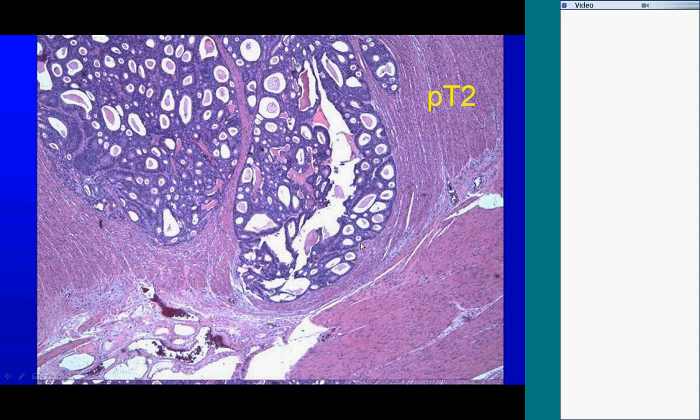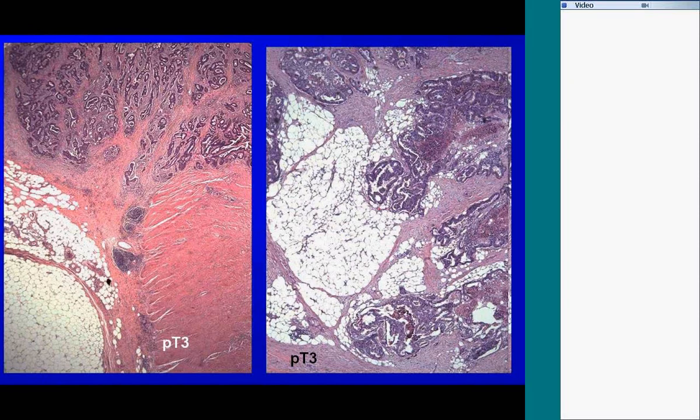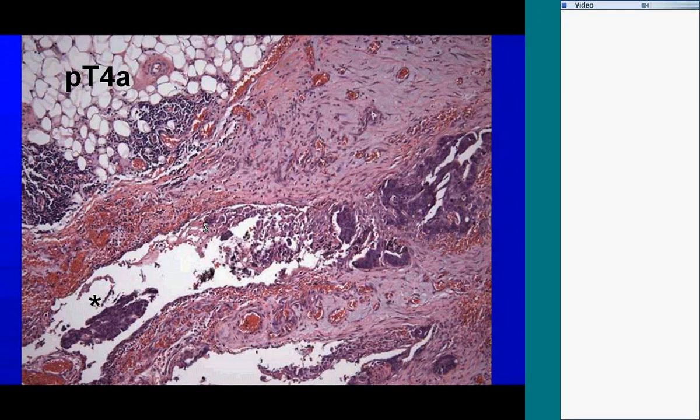No changes there. T3 is not subdivided, as some have advocated, in the AJCC 7th edition because it's not clear how much additional information you gain by subdividing T3. So a lesion like this, in which tumor is barely invasive into the pericolic fat, is a T3, as is the one on the right, which is a more deeply invasive tumor. And T4A is tumor present on the serosal surface.